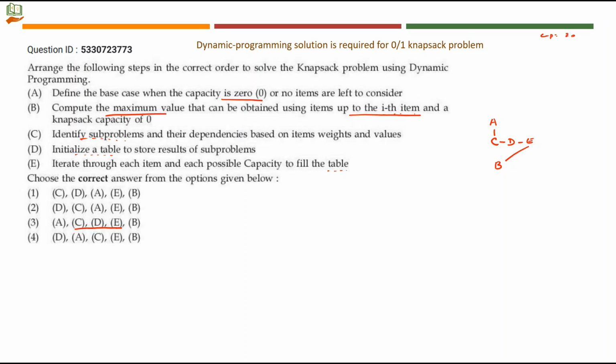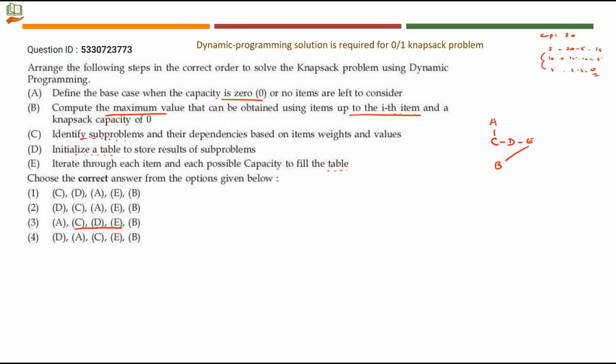Once you keep adding items, say for example you are adding 5, then 20 minus 5, the capacity will be 15. Then you are adding something to 10. 15 minus 10 will be 5. Then you are adding something with 5. 5 minus 5 will give you 0. So until this capacity becomes 0, you will be computing it again and again.